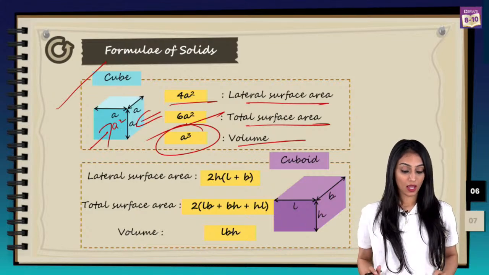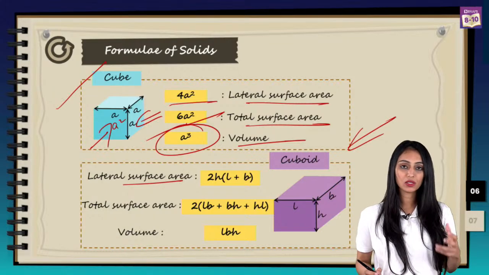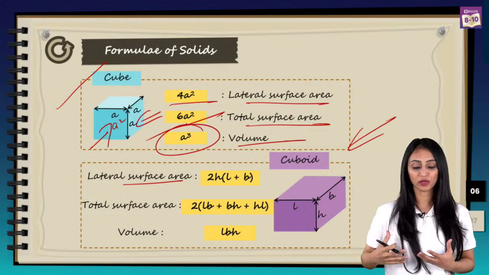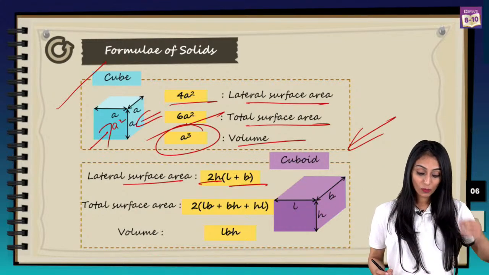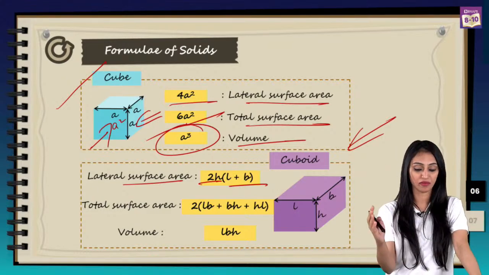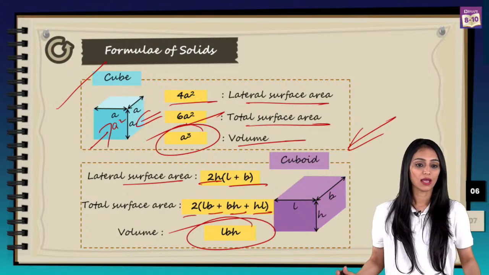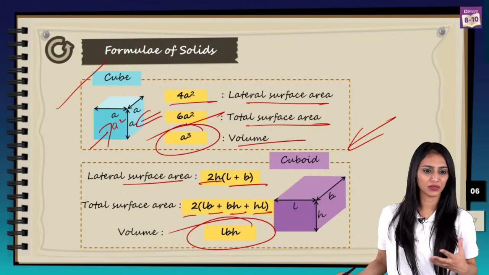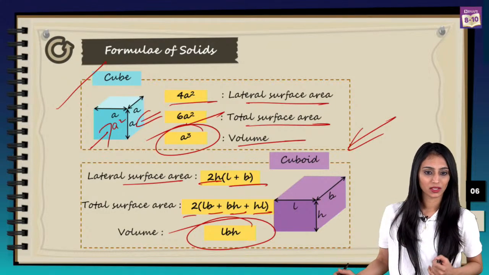Then coming to the cuboid. It's got length, breadth and height. Lateral surface area means we do not include the top and the bottom face, so that's going to be 2H(L plus B). Total surface area means all the 6 surfaces, that's 2 times (LB plus BH plus HL). Volume is LBH. I am not spending too much time here because I know you all are aware of the formulas. We started learning this in grade 7th.